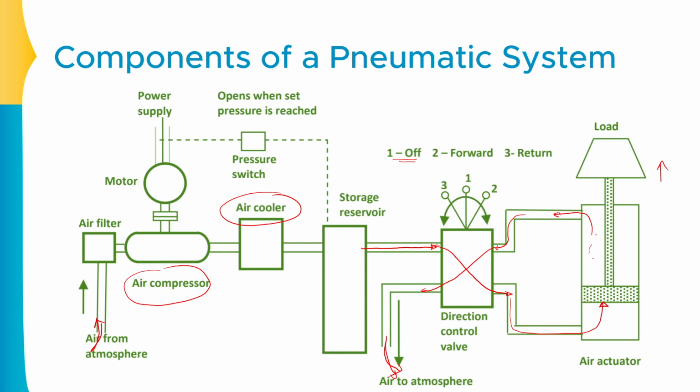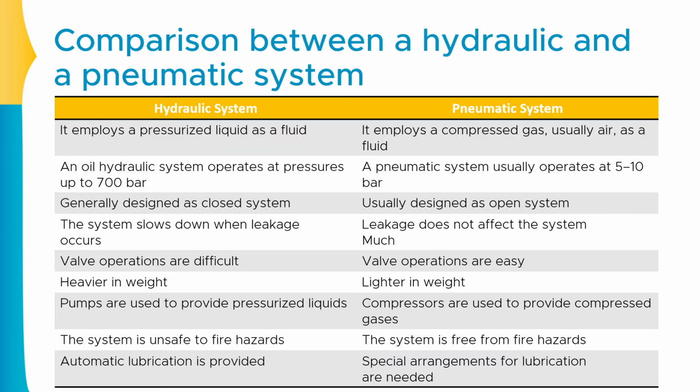Now let us quickly check out the comparison between hydraulic and pneumatic systems. So this is the basic comparison between hydraulic and pneumatic systems. Very first, if you observe, in the hydraulic system, majorly we are using liquid as a fluid. Most probably we are using oil. When it comes to the pneumatic system, we use compressed air. Normally we use air as the fluid.